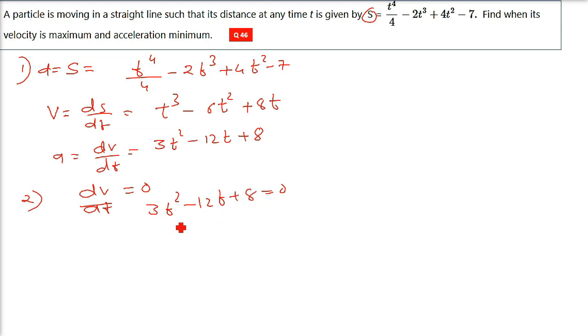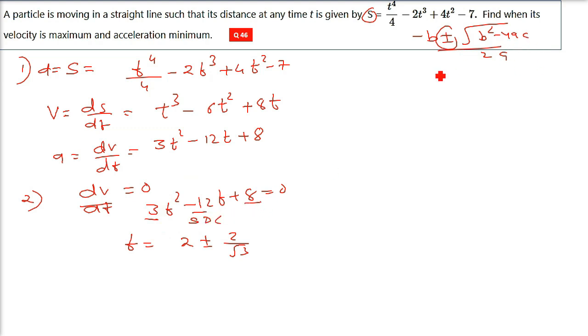You have to use the Sridharacharya formula. I leave it to you because you know that -b plus minus under root b^2 - 4ac by 2a is what will give you 2 roots. If you are not able to make the factors, because it is not possible here, you have to use this formula. Let me tell you the final values which are going to come. It will be 2 plus minus 2 by under root 3. Here a is 3, b is -12 and c is 8.